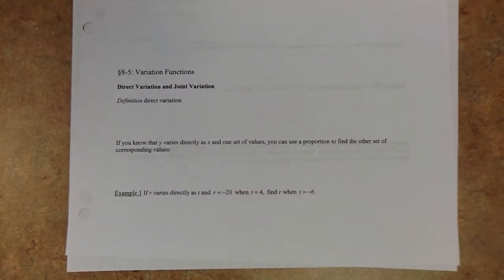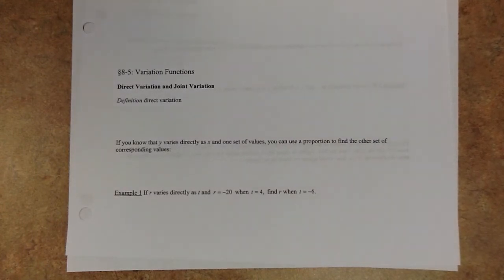8.5 kind of takes us in a little bit of a different direction. We're going to be dealing with something called variation functions, which is basically like proportions. So you guys definitely did proportions in Algebra 1, maybe even before that. So that's the stuff we're going to be working with. So 3 different types of variation. I'm going to define the first one.